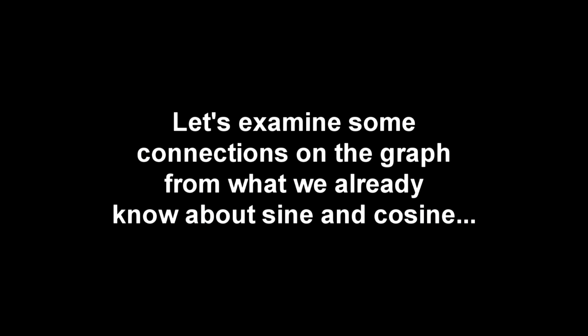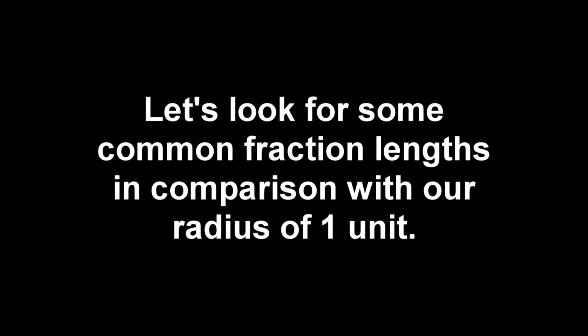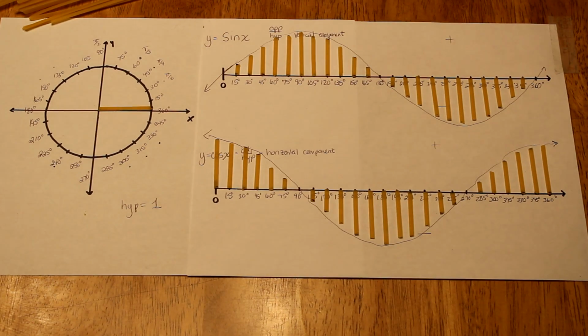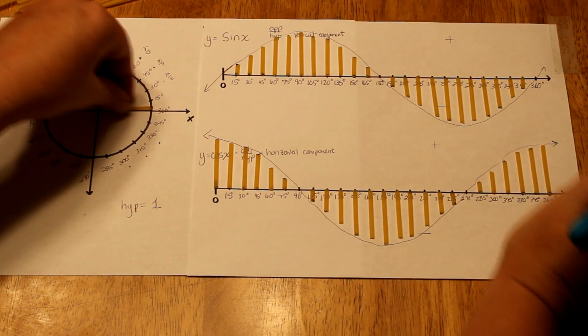And let's see what we can figure out from examining some of the connections from what we already know about sine and cosine. So some of the things we're going to look for is, well, let's look for common fraction lengths in comparison with our radius of unit 1. So what are some common things that we know about sine and cosine? Well, the first thing we're going to do is look for the ratio of 1/2.